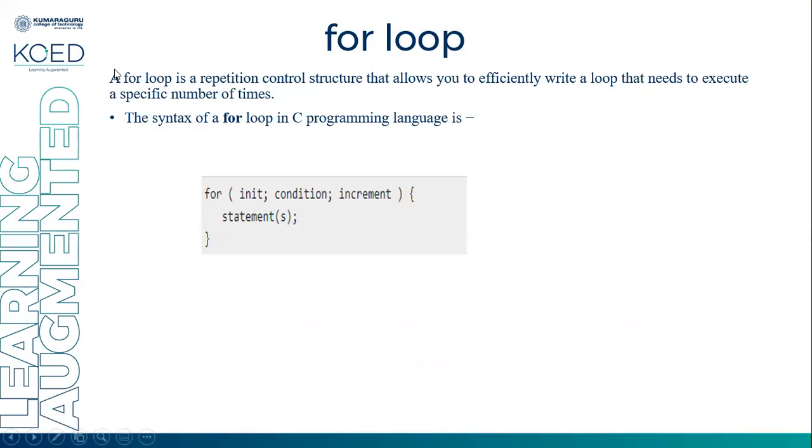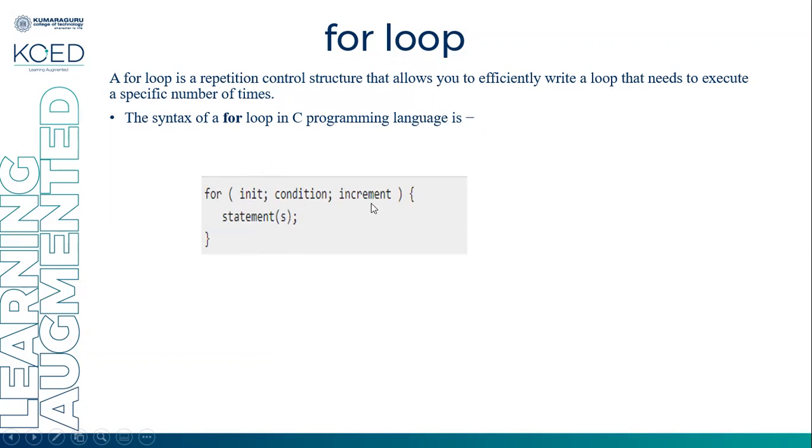The for loop. A for loop is a repetition control structure that allows you to efficiently write a loop that needs to execute a specific number of times. A set of statements will get executed a specific number of times. The syntax of a for loop in the C programming language is given below.